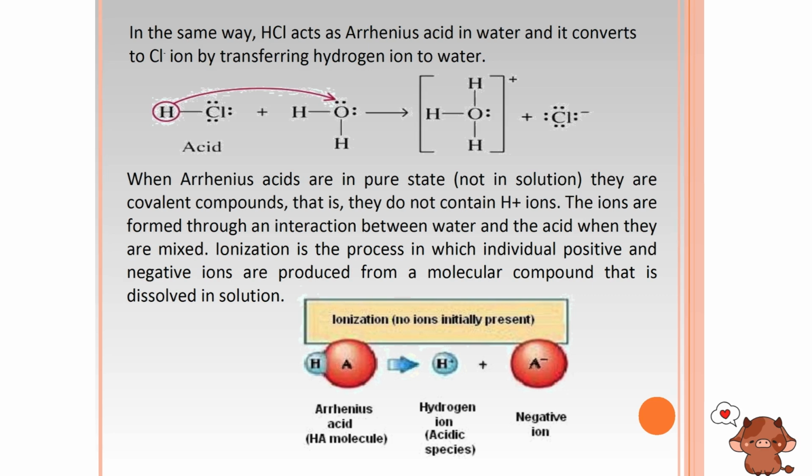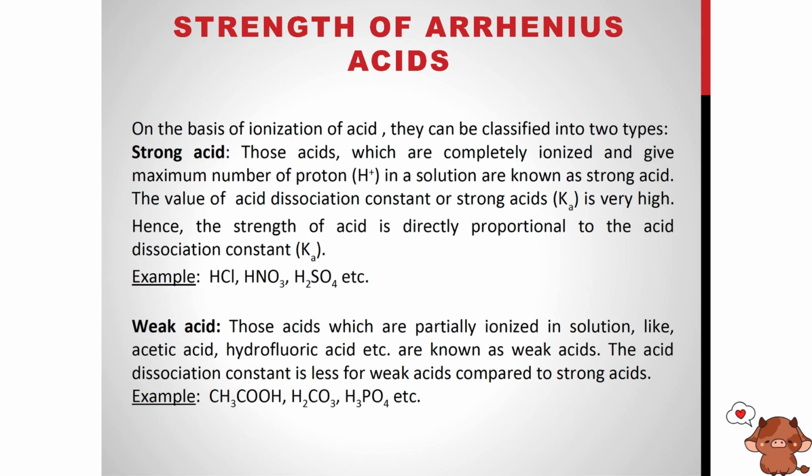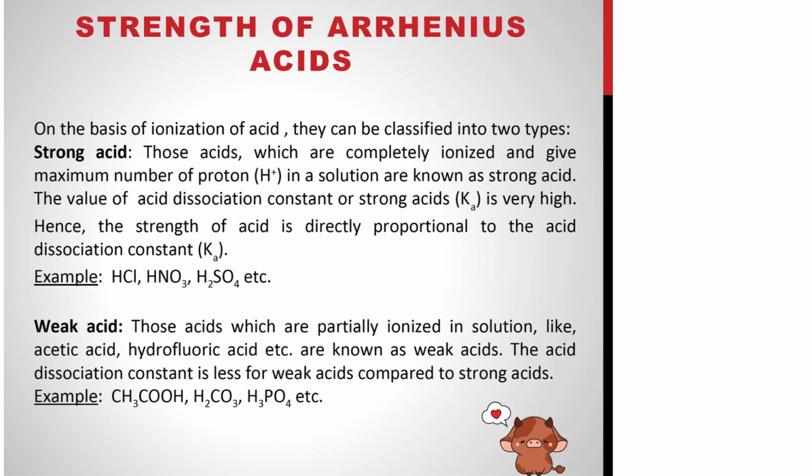Now let's discuss the strength of Arrhenius acids. Based on ionization, acids are classified into two types. Strong acids are completely ionized and give the maximum number of protons in solution. Their acid dissociation constant Ka is very high. Examples include HCl, hydrogen nitrate, and hydrogen sulfate. Weak acids are partially ionized. Their Ka values are lower. Examples are acetic acid, carbonic acid, and phosphoric acid. Let's look at a table of acid dissociation constants.